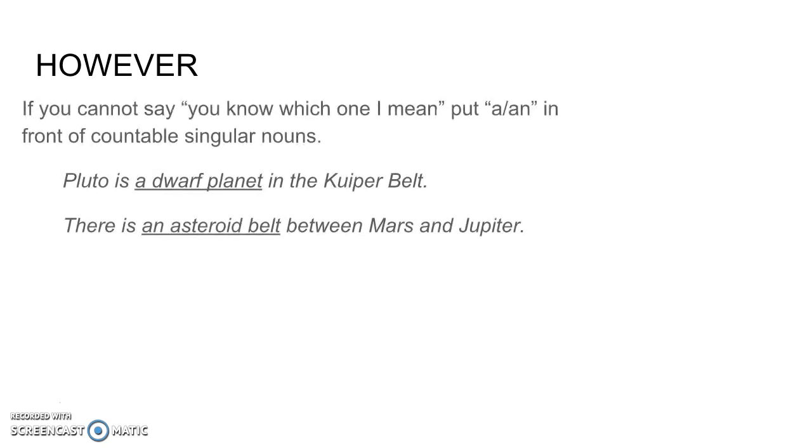firstly, there are two rules. If it does not pass the "you know which one I mean" test, you put a or an in front of a countable singular noun. Let's first talk about this countable singular noun. Countable noun means things that you can count. For example, 1 banana, 2 bananas, 3 bananas, 4 bananas. Or something else you can count might be stars. 1 star, 2 stars, 3 stars, 4 stars, etc.